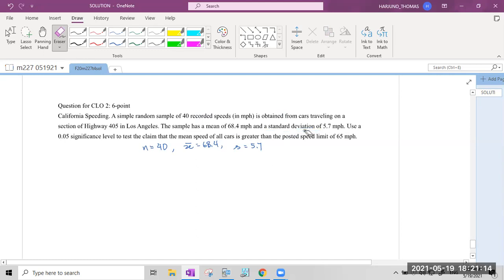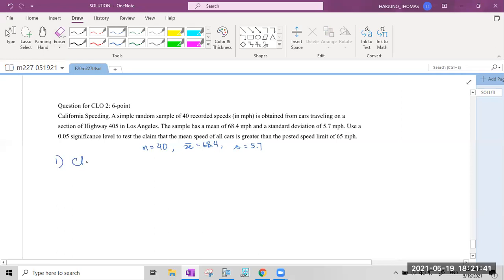They will say, let's say the sample has a mean of 68.4 miles per hour, and it is known the overall standard deviation of the speeds is 5.7. They use the word overall or the word population. Okay, now use a 5% significance level to test the claim that, so hypothesis testing.